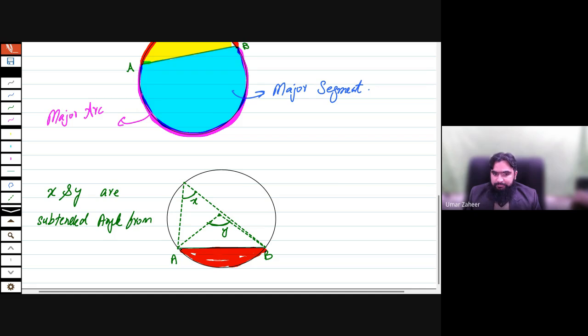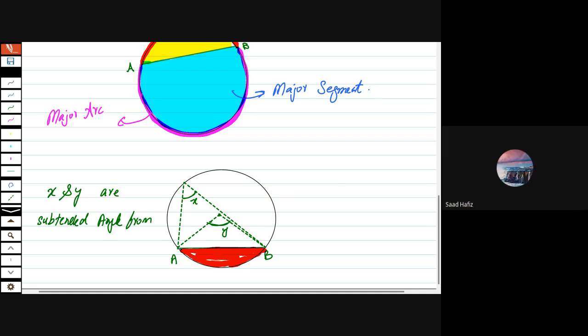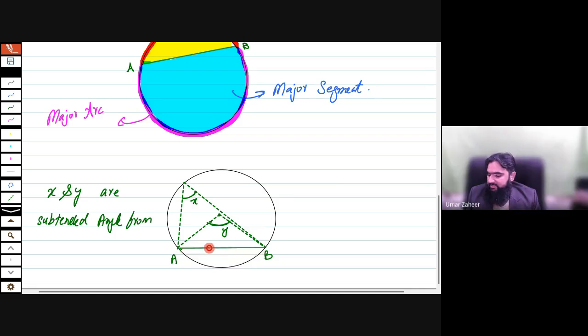Yes, Safa? Sir, what do you mean by subtended? Subtended means it is making the angle from these 2 points. Obviously, if you have a chord, it has 2 points. So we subtend the angle from here. In other words, a segment also has 2 points, this one and this one. So you are making the angle from there. In mathematical terminology, we say it is a subtended angle. Clear? Yes, sir.